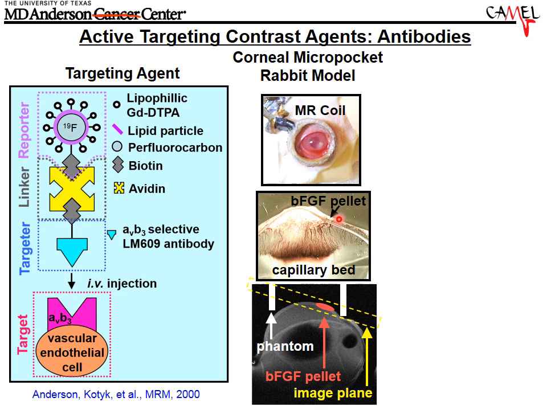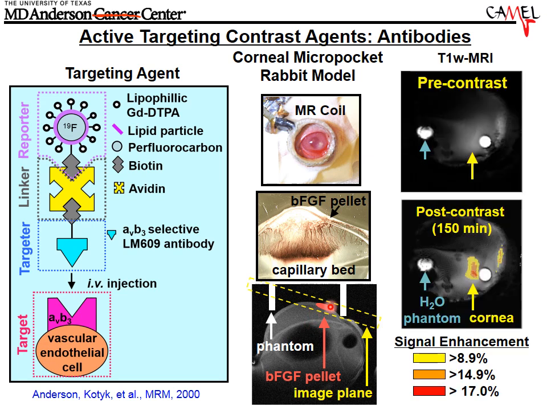And of course, this was done under all humane conditions. The rabbit was under anesthetic during the imaging, and an MRI coil was used to pick up the signal of the contrast agent that would accumulate, where the pellet then stimulated the expression of the alpha V beta 3 receptor. And here's a schematic of the imaging plane through the eye and the place where the pellet was injected. And of course, the pellet was injected days earlier in order to stimulate the alpha V beta 3 expression.